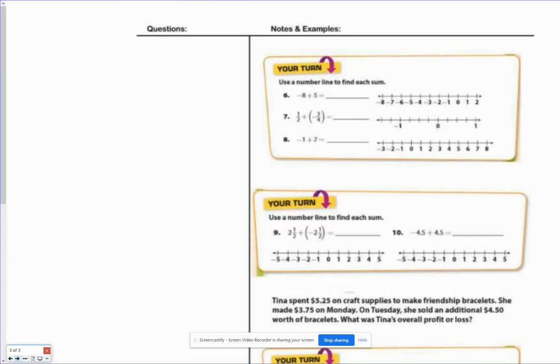Let's go to the next page. A couple of review questions here for you. Negative 8 plus 5, the signs are different. Is there more negatives or positives? There's more negatives. And how many more negatives? 3 more negatives.